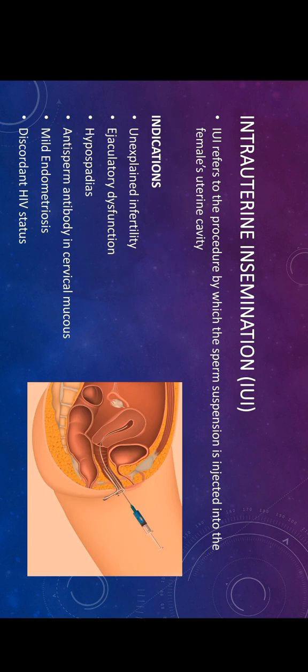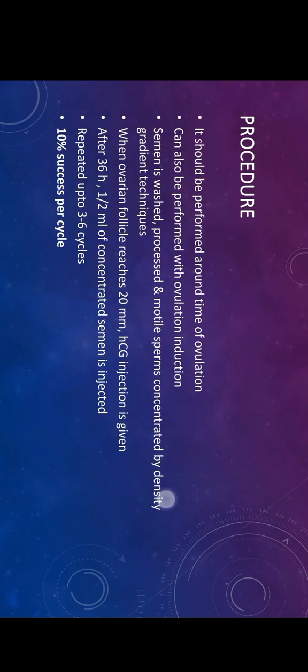First, we will see about intrauterine insemination. Intrauterine insemination refers to the procedure by which sperm is injected directly into the female's uterine cavity, bypassing the cervix. Indications include unexplained infertility, ejaculatory dysfunction, hypospadias, anti-sperm antibody in cervical mucus, mild endometriosis, and discordant HIV status. Procedure: it should be performed around the time of ovulation. It can also be performed along with ovulation induction in unexplained infertility.